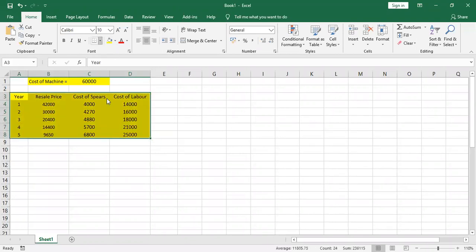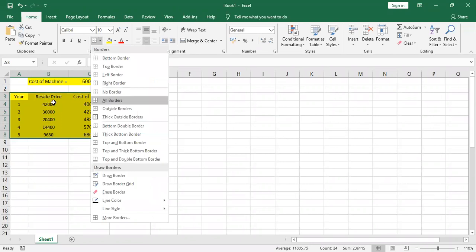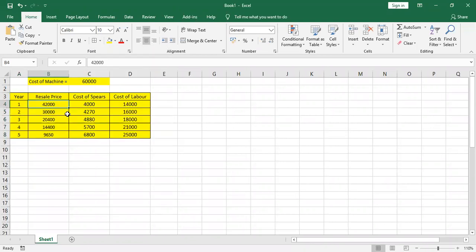Resale price: if you sell the machine at the end of the first year, you will receive 42,000 rupees. That means 18,000 rupees is your depreciation. If you sell this machine at the end of the second year, it will sell for 30,000 rupees, that means 30,000 is the depreciation in 2 years.